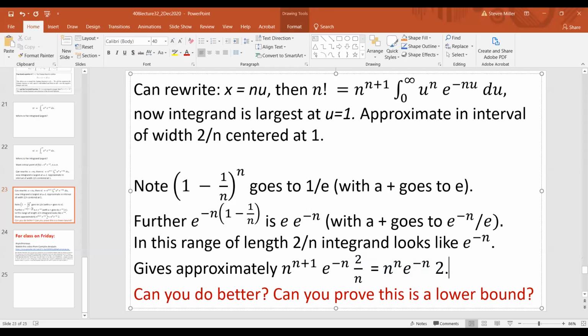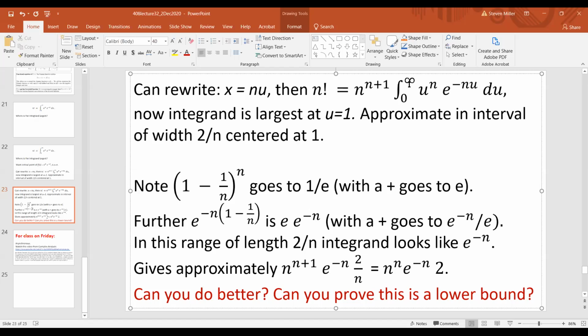And we don't have quite the right constant. This is also not officially a lower bound. I just looked at what was happening at the left endpoint and the right endpoint, and I approximated things. So my question is, can you do better? Can you prove that this is a lower bound? What if we went a little bit further?